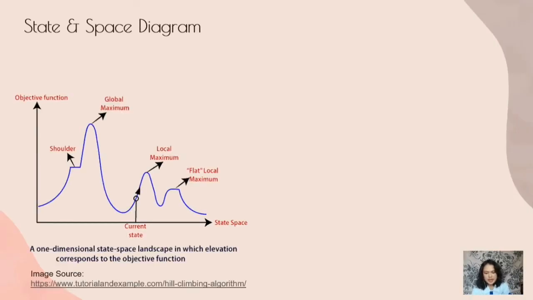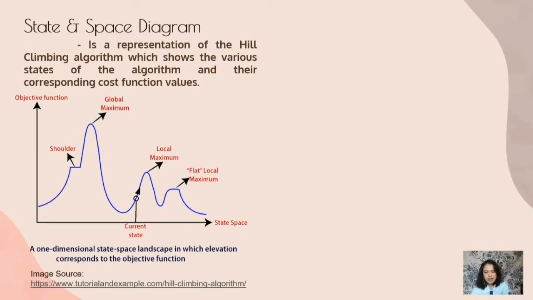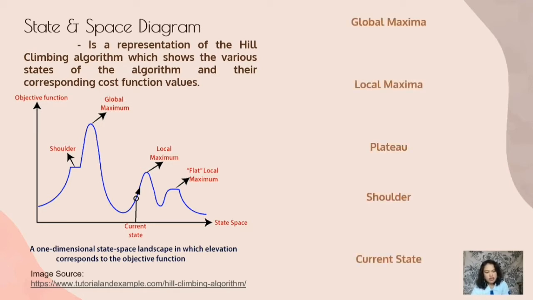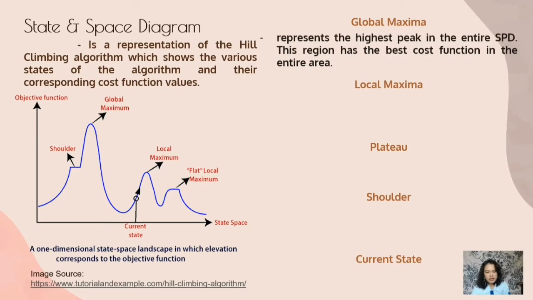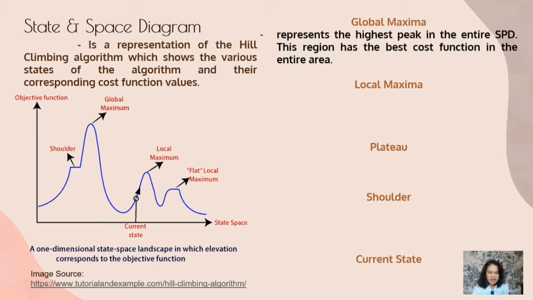A state space diagram is a representation of the hill climbing algorithm which shows the various states of the algorithm and their corresponding cost function values. There are 5 states: global maxima, local maxima, plateau, shoulder, and current state. Global maxima represents the highest peak in the entire state space diagram. This region has the best cost function in the entire area.